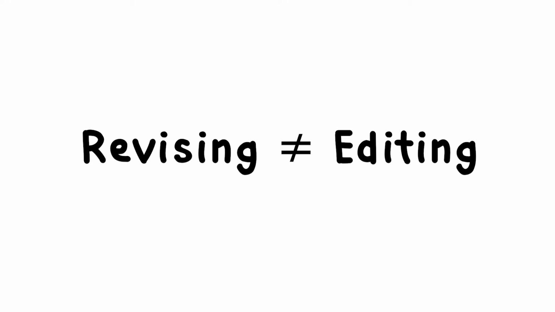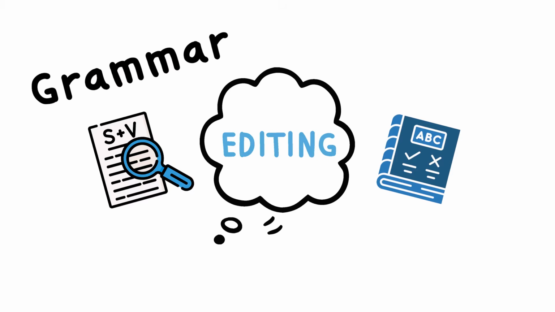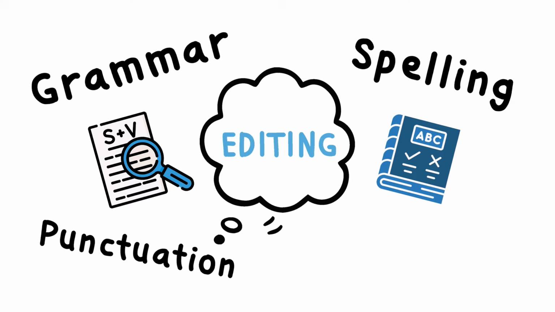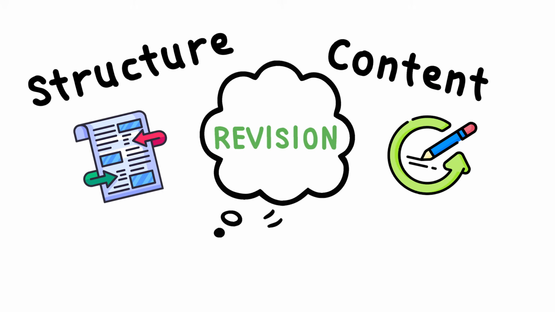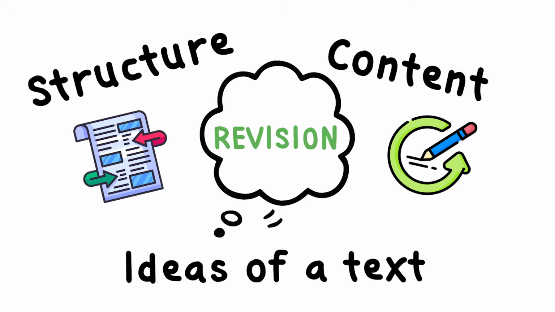Revising is not the same as editing. Editing focuses on improvements to grammar, spelling, punctuation, and word choice. Revision focuses on big picture changes to the structure, content, and ideas of a text. Let's break down ARMS step by step.